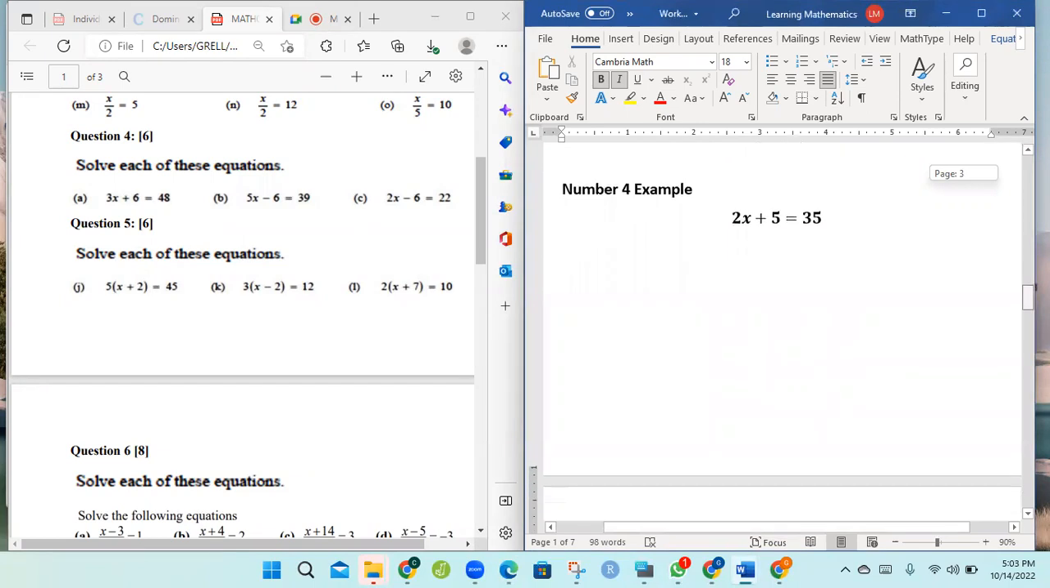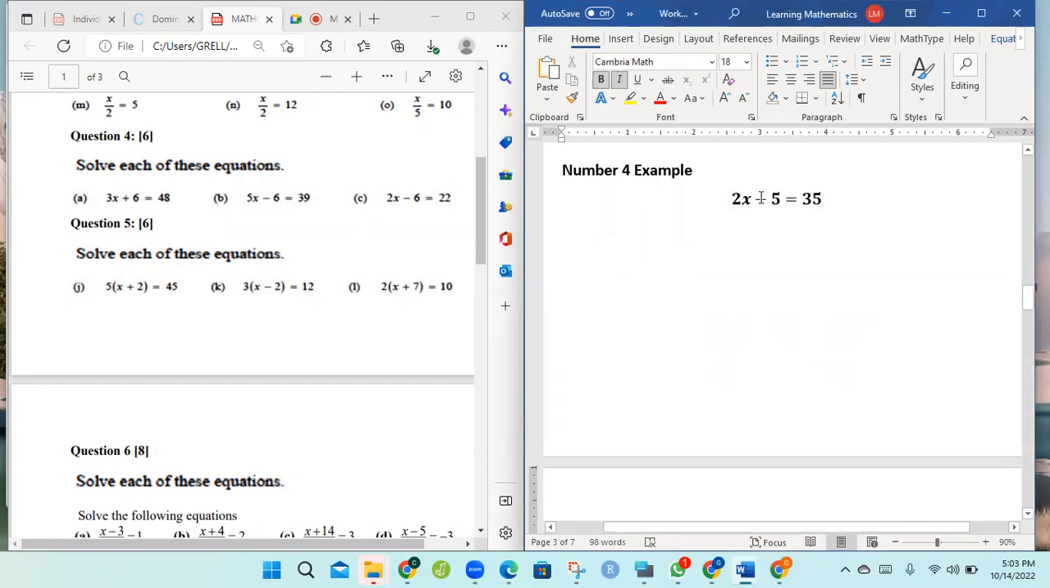you have 2x plus 5 is equal to 35. You have to isolate x, you need to cancel out a 2 and a 5. Which one do you cancel out first? Start with the numbers that are furthest away from the x. And these numbers are normally the plus and minus.